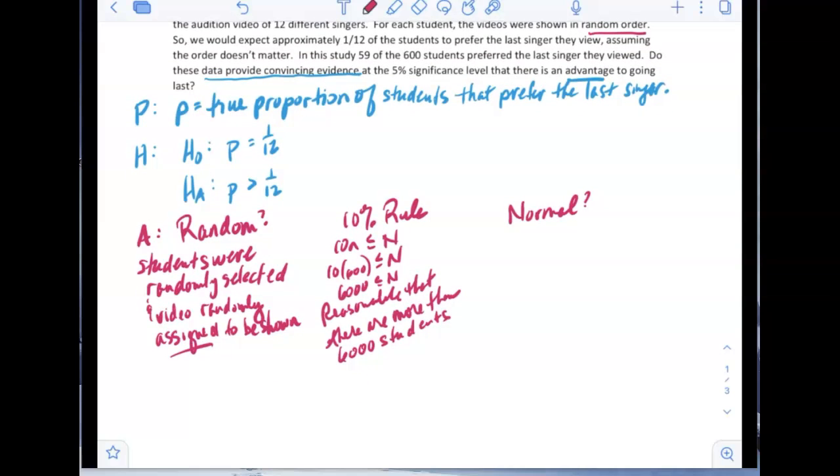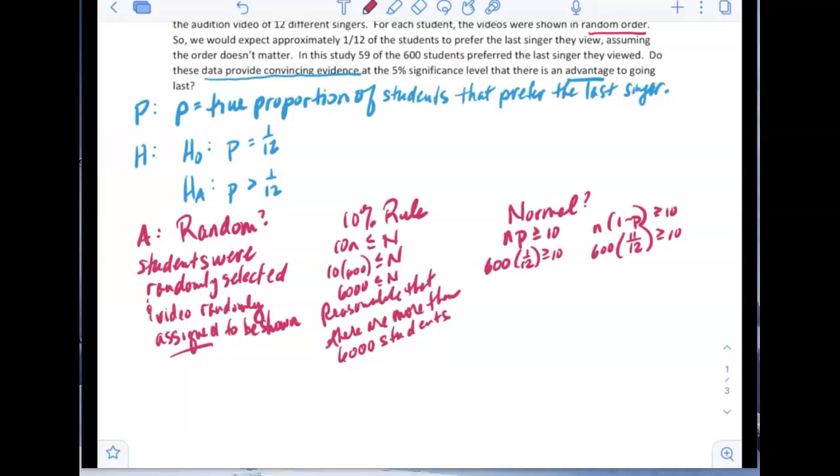In our case, it's a proportion problem. So we're doing np has to be at least 10 and n(1 minus p) has to be at least 10. All right, so our sample is 600, and our proportion is still going to be the population proportion. That's the null hypothesis proportion that we're using in here, because we're trying to show that that null hypothesis is true. So we are doing 600 times 1/12 has to be at least 10, and 600 times 11/12 has to be at least 10.